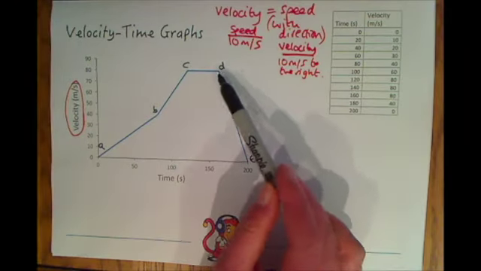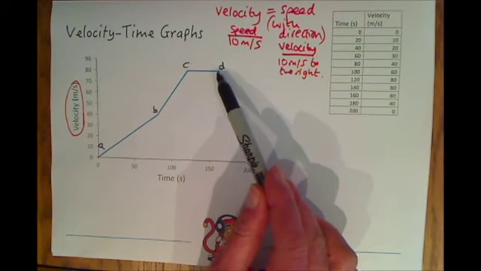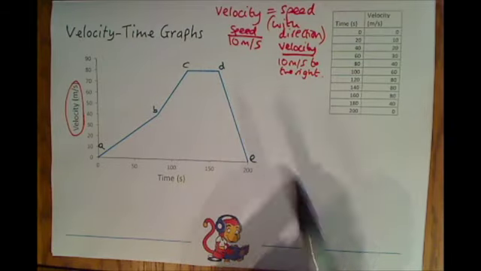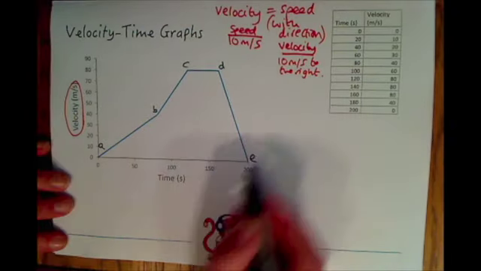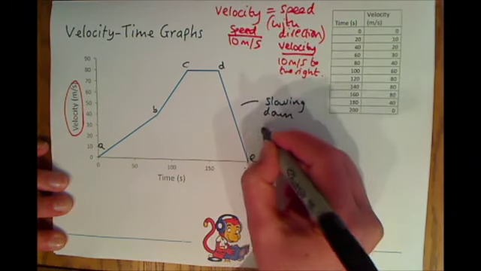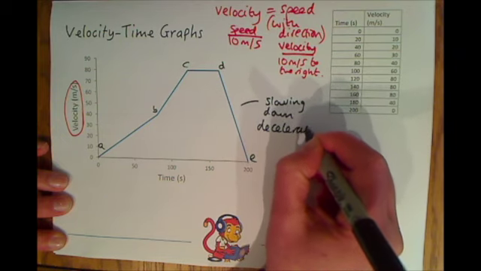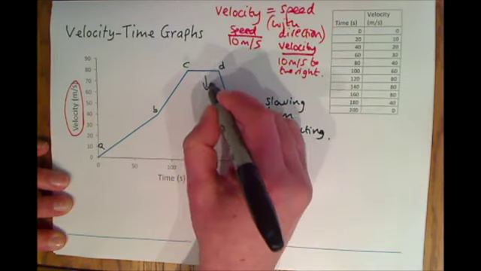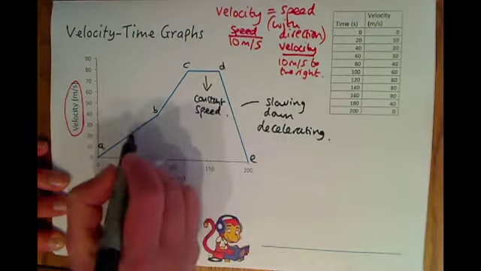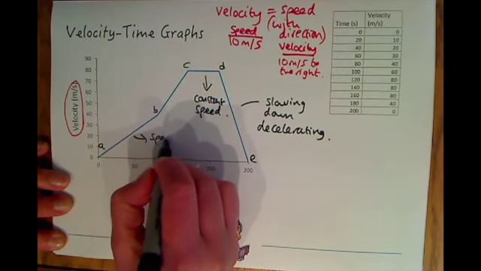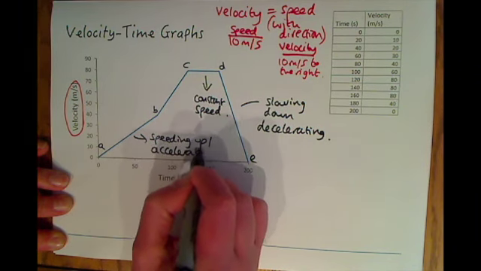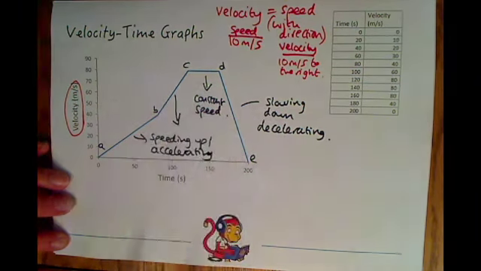And between D and E, it starts at 80 meters per second and goes to 0 meters per second. So it must be slowing down or decelerating. So here we're slowing down or decelerating. Between C and D we're at a constant speed. Between A and B we are speeding up or accelerating, and the same for B and C.